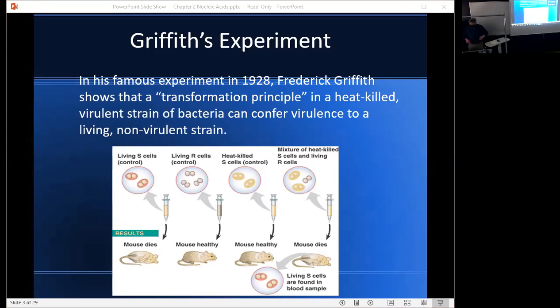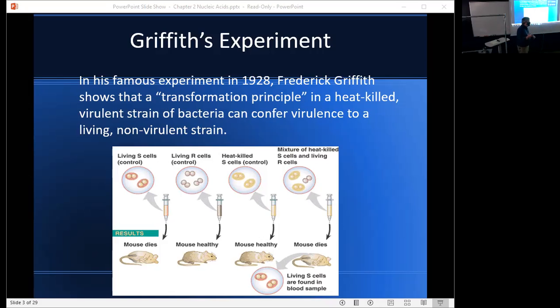Griffith was working with two strains of Streptococcus pneumoniae. One called the S strain, which was virulent, in other words, it was able to cause disease. And one called the R strain, which would not cause disease. S and R in this case stood for smooth and rough. When Griffith cultured these two strains, the colonies of the S strain appeared smooth, whereas the colonies of the non-virulent strain appeared to be rough.